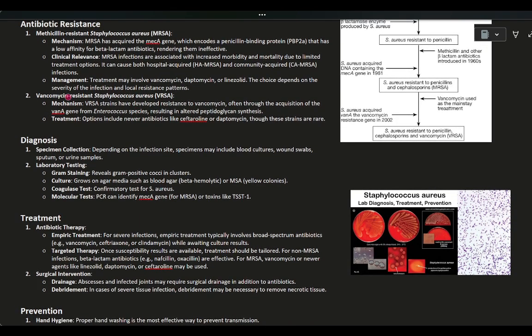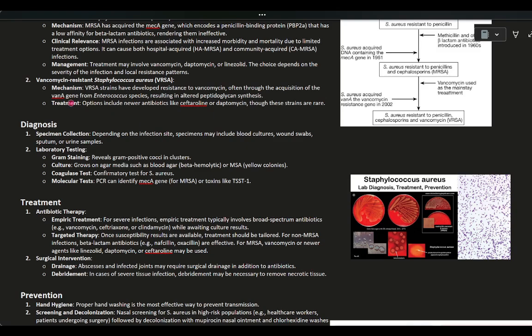We also have a vancomycin-resistant strain. This bacteria has developed resistance to vancomycin through the acquisition of the vanA gene from Enterococcus species, which results in altered peptidoglycan synthesis. The treatment would involve using newer antibiotics like ceftaroline or daptomycin, even though these strains are rare.